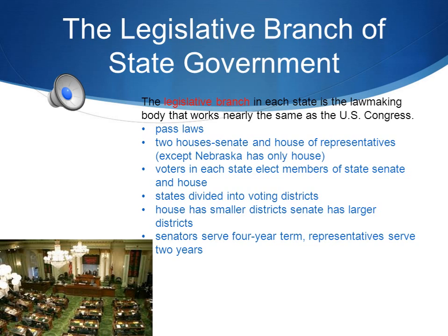And the House has similar districts as the Senate. However, the Senate has much less because there are less senators. The senators serve 4-year terms, and the representatives serve 2-year terms. Now, the federal government senators serve 6-year terms, so there is a difference there.